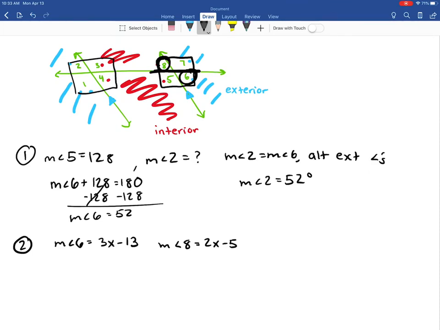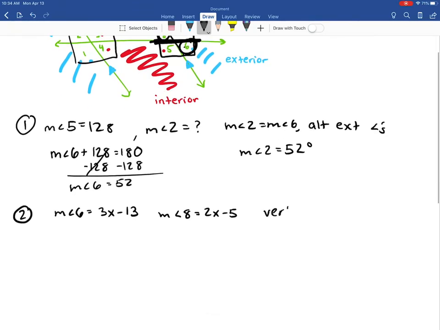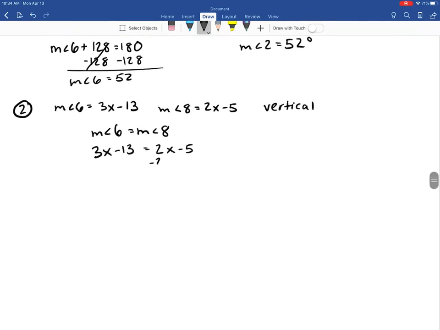So my other options would be supplementary. Well, they don't share a side to make up a straight line, so they can't be supplementary. Can't be complementary because I see no right angle marks. What about vertical? Well, they make these two V's. They're across from each other. They are vertical. So we know that vertical angles are equal. So since they're vertical, I'm going to set the measure of angle 6 equal to the measure of angle 8. 3x minus 13 equals 2x minus 5. I'm going to get all my x's to one side.